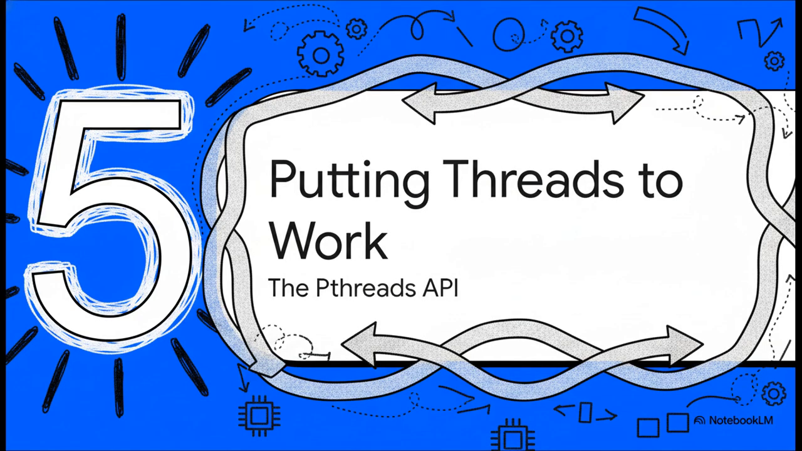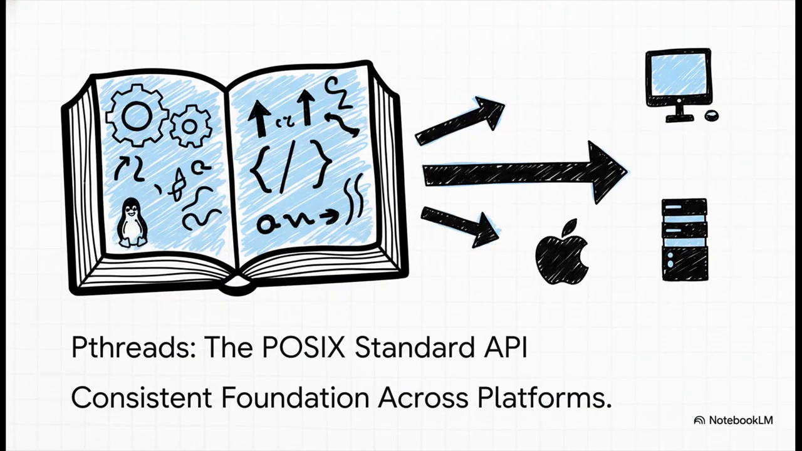Okay, so that's the theory. But how do developers actually create and manage threads in their code? For a lot of operating systems, like Linux and macOS, the answer is a standard programming interface called pthreads. Now, pthreads isn't a program, it's a standard, a specification. Think of it like a common language, a set of functions and rules that different operating systems can agree to implement. This gives developers a consistent way to write multi-threaded code that will work across all sorts of different systems.